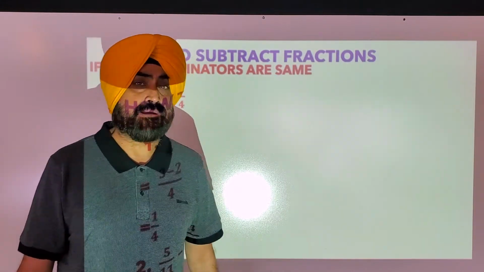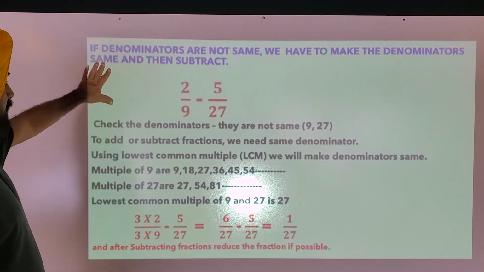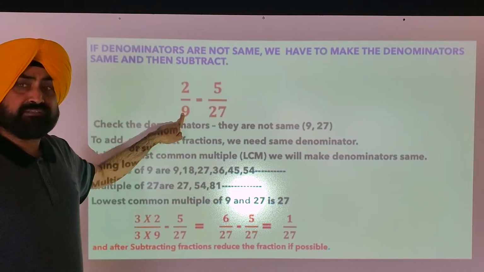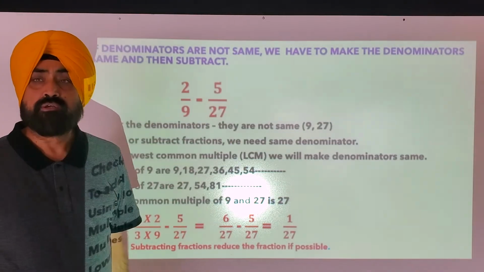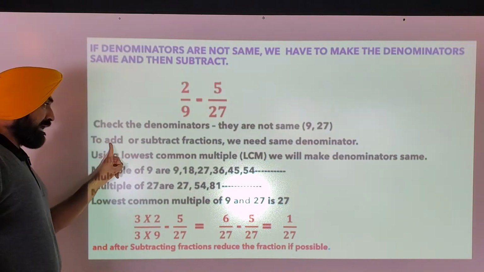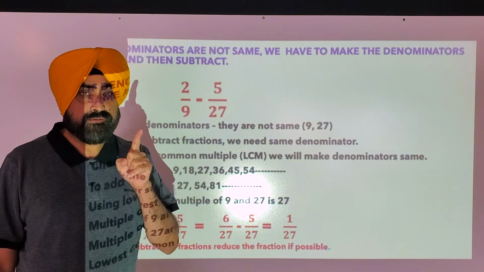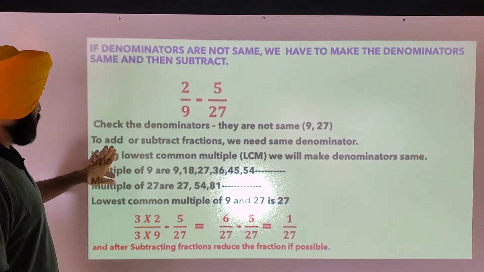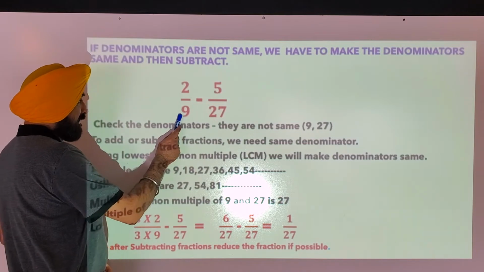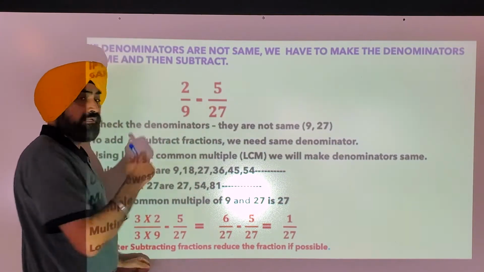Let's see another example if they are not same. In this case, one denominator is 9, one is 27, they are not same. So what do we have to do? Because when we add or when we subtract, in both cases, we make the denominator same. So we will find the multiples of 9 and multiples of 27.